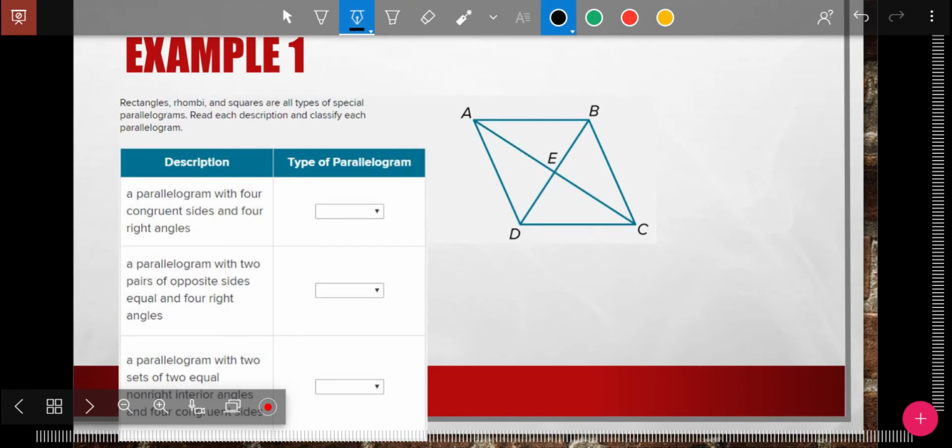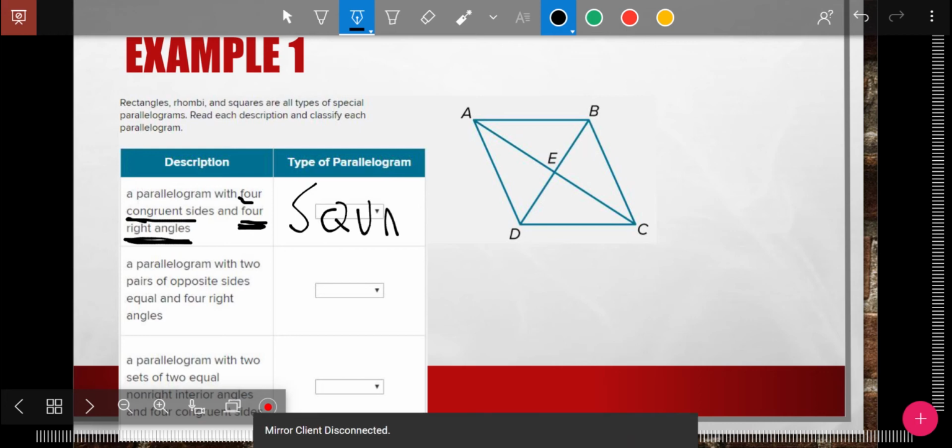All right, let's look at some examples. 4 congruent sides. What is that a rule of? What shape is the base rule 4 congruent sides? That means it is a rhombus. Correct. 4 right angles. What shape is the base rule 4 right angles? You said rectangle. That is correct. So it's a rhombus and a rectangle. Therefore, it is a square.